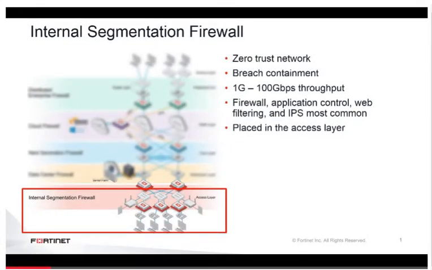ISFWs split your network into multiple security segments. They serve as breach containers for attacks that come from inside. Firewall, application control, web filtering, and IPS are the features that are commonly enabled in these firewalls. It's also a good place to perform antivirus and implement sandbox inspection so you can isolate specific devices in specific segments and prevent propagation.